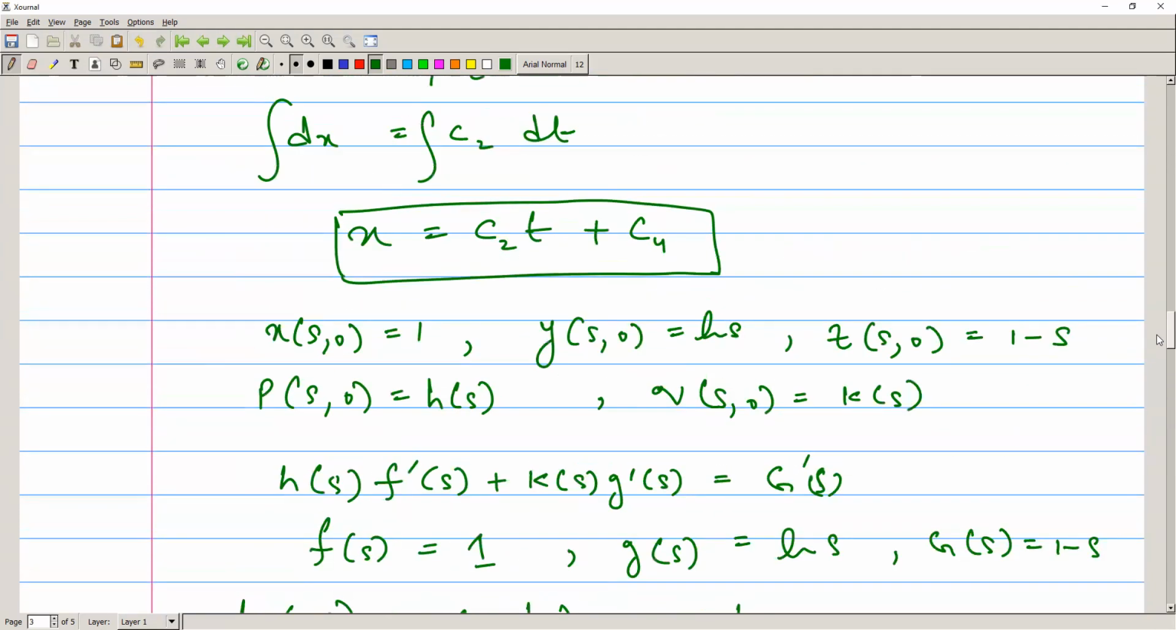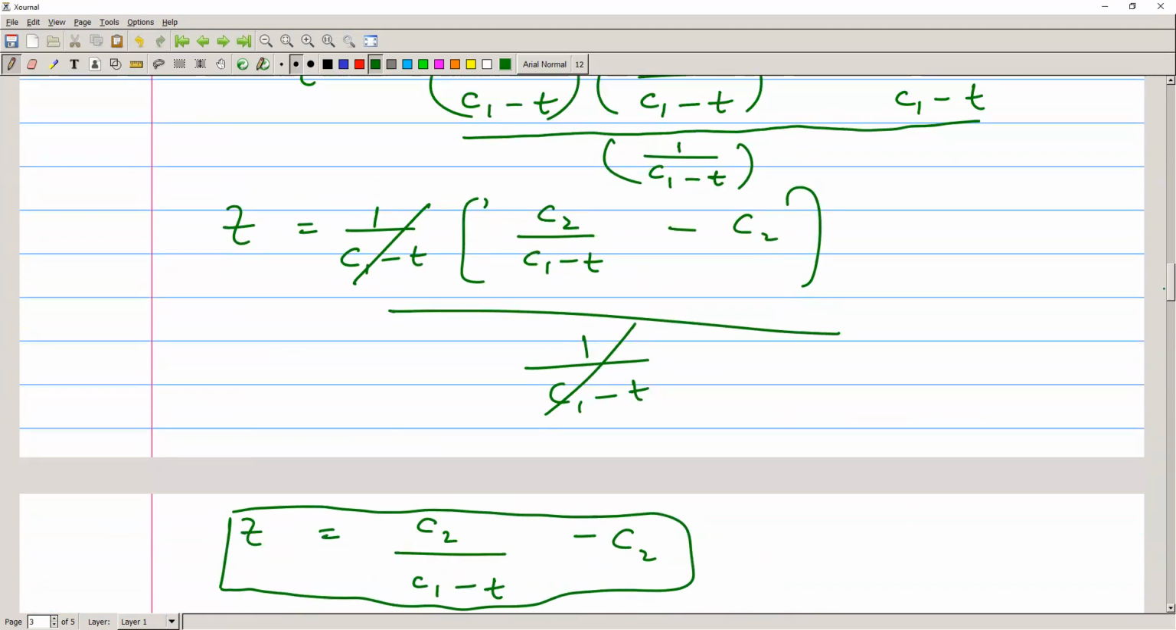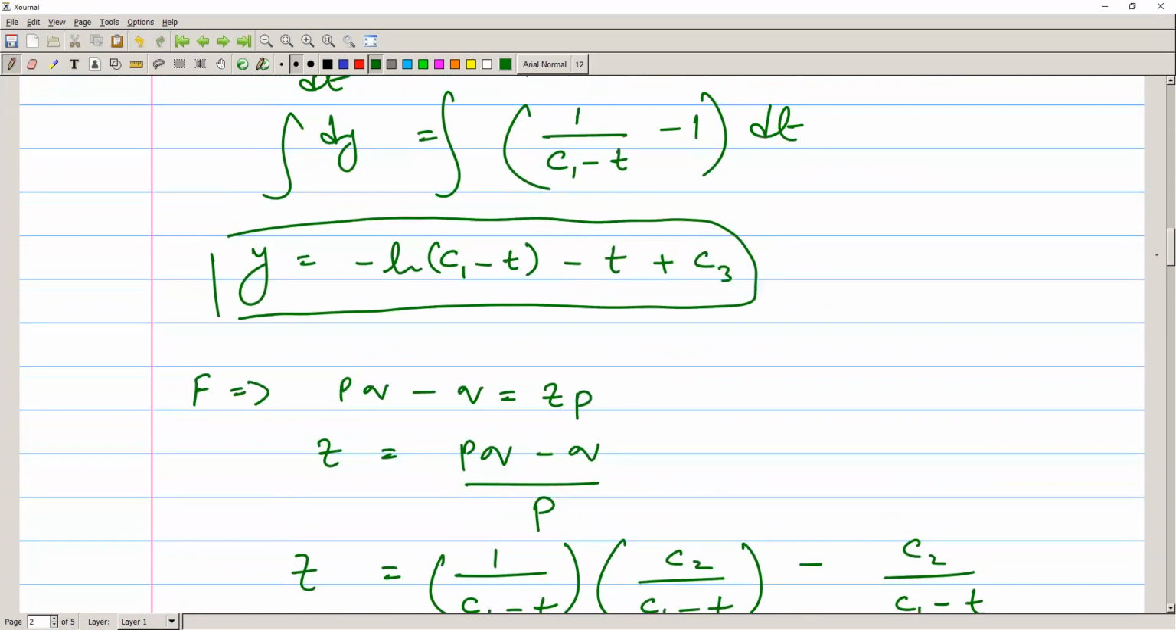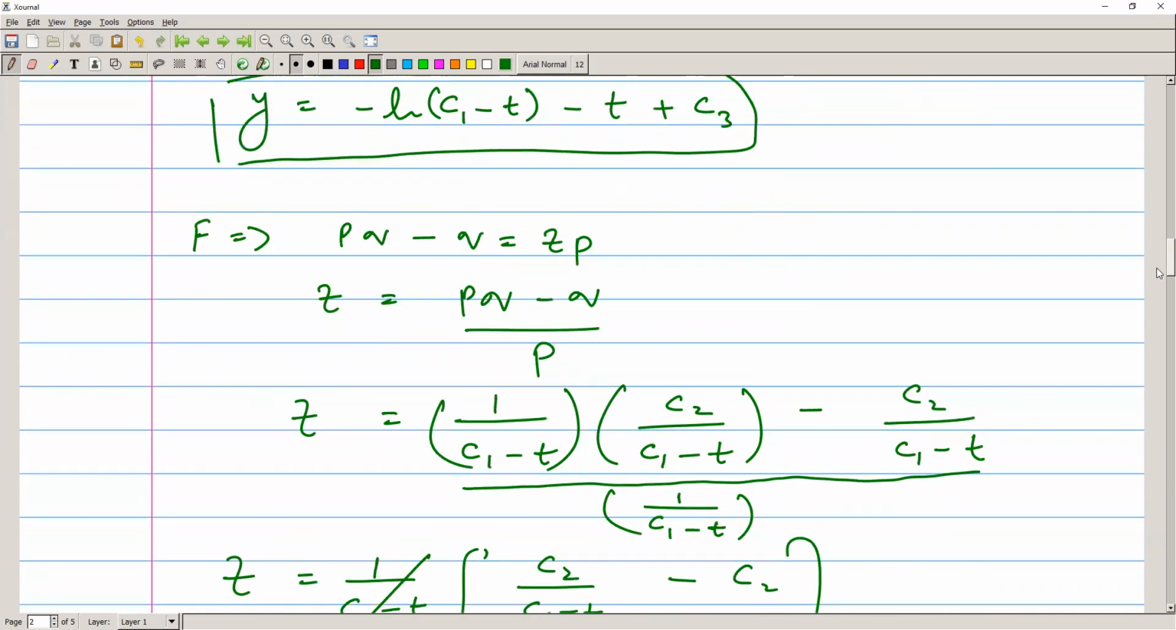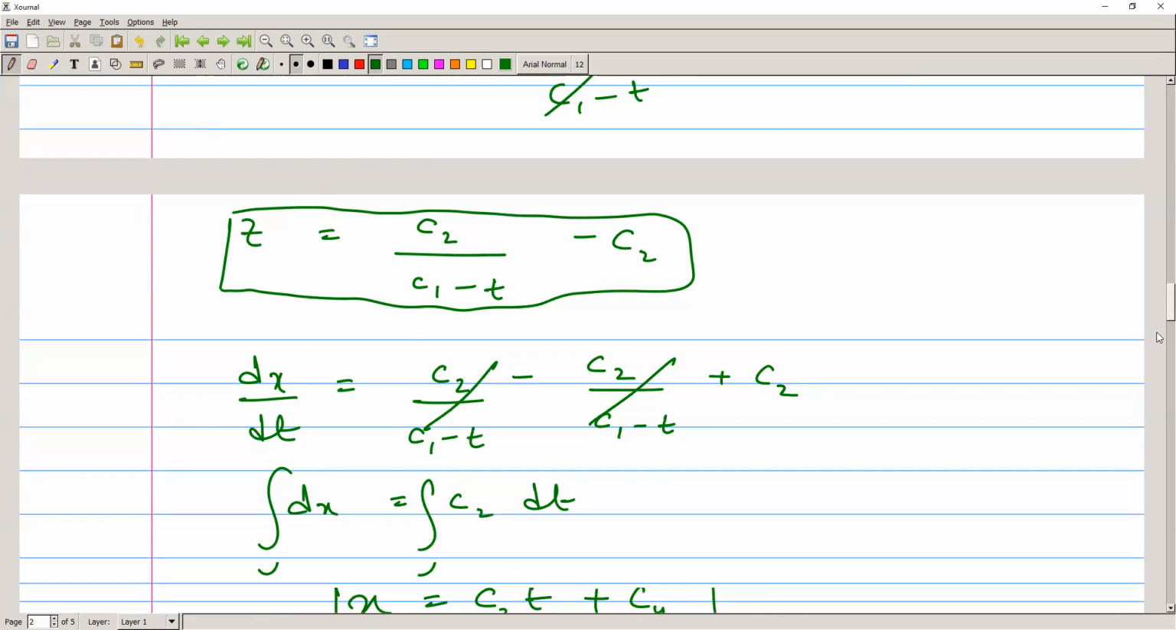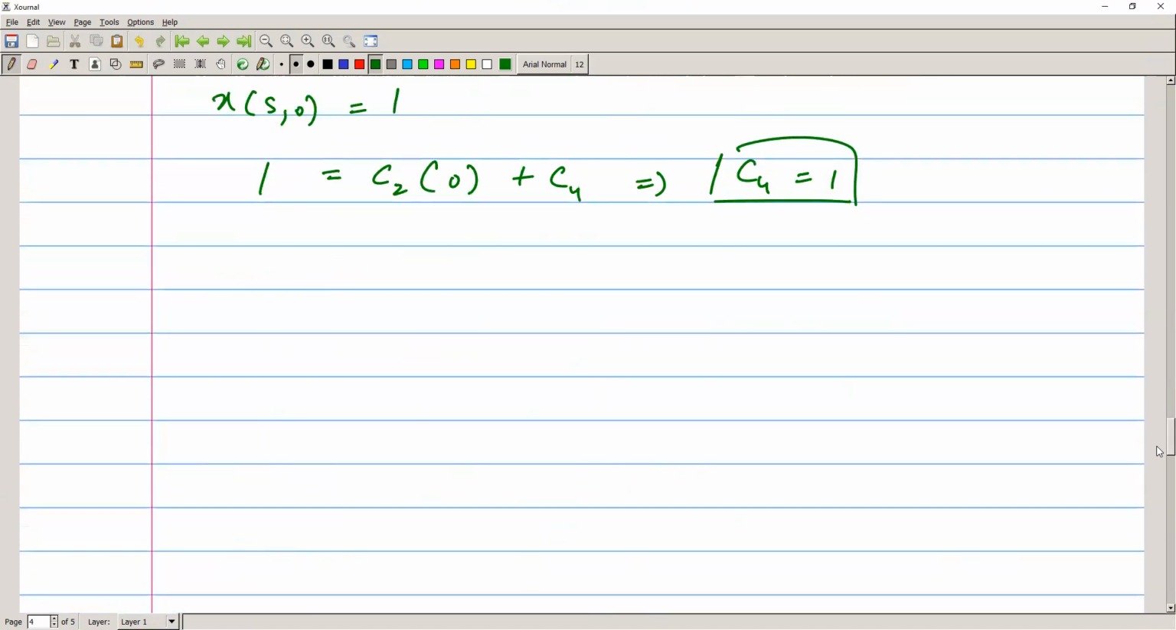Now we have to work for c3, because c3 is still not found. So for c3, I will use this equation, y is equal to negative ln c1 minus t plus c3. So let's do that. So y is equal to negative ln c1 minus t plus c3.